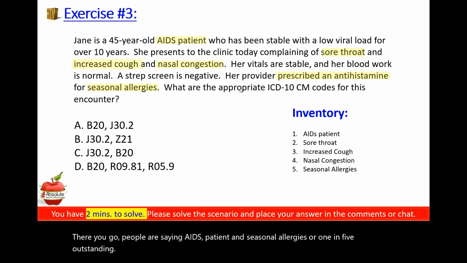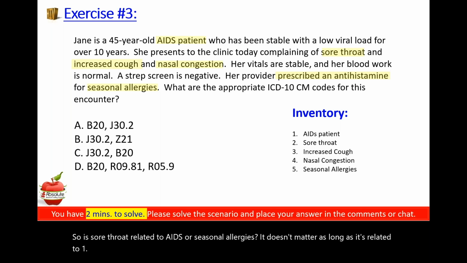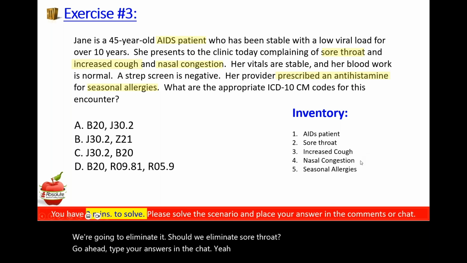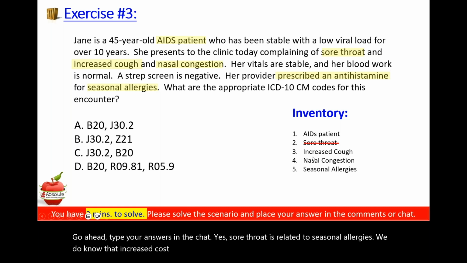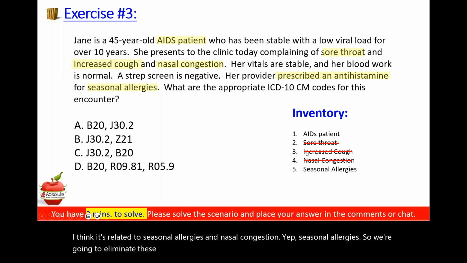Outstanding. So, is sore throat related to AIDS or seasonal allergies? It doesn't matter as long as it's related to one, we're going to eliminate it. Should we eliminate sore throat? Go ahead, type your answers in the chat. Yes. Sore throat is related to seasonal allergies. Increased cough, I think it's related to seasonal allergies. And nasal congestion, yep, seasonal allergies. So we're going to eliminate these three.